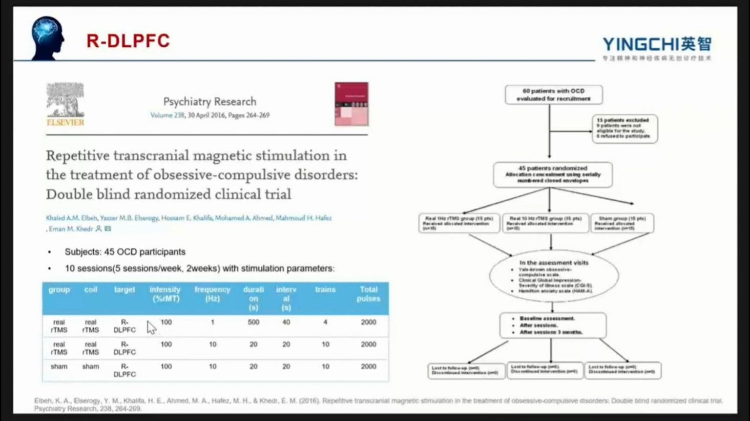The subjects are divided into three groups. One group is the 1 hertz group, and the second group is 10 hertz. And the sham group also used 10 hertz stimulation, but when we treat the patients in sham, the coil is perpendicular to the jaw. And the total is 2,000 pulses in each session, and the treatment continues for 10 sessions within 2 weeks.